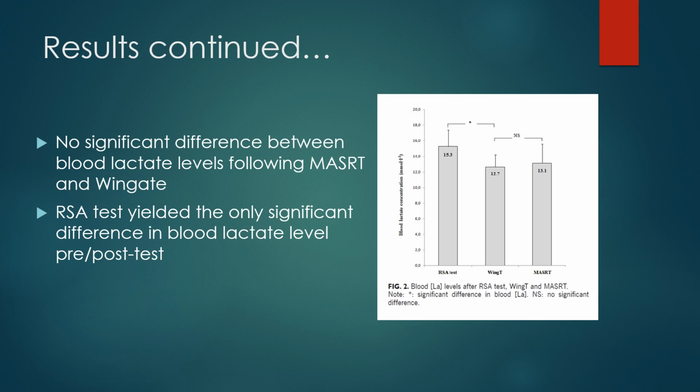In terms of blood lactate levels, there was no significant difference between blood lactate levels following the maximal anaerobic shuttle running test and the Wingate test. But the repeated sprint ability test did yield a significant difference between pre- and post-test blood lactate levels. And that might be attributed to the shorter recovery period. As opposed to the MASRT, which had a 100-second recovery period, the RSA test only had a 30-second recovery period. And so because of that, participants probably had only a partial restoration of PCR stores and a greater reliance on the glycolytic pathway. So obviously, if that's the case, then there's going to be more lactate produced.